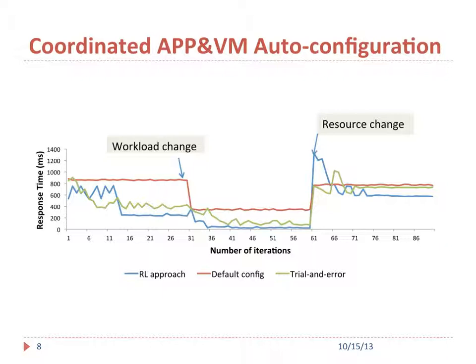In conclusion, URL is effective in application tuning and VM capacity management, even in the presence of workload and cloud dynamics.